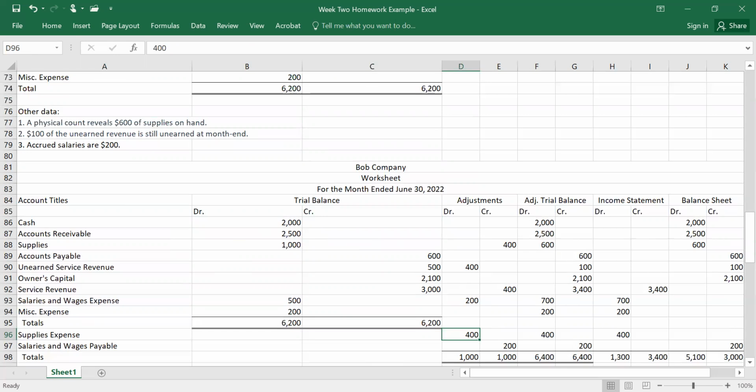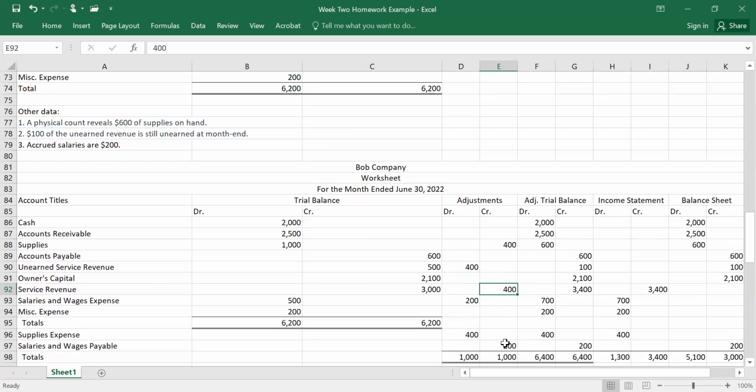The next one, 100 of the unearned revenue is still unearned at month end. We've got to look at unearned revenue. Unearned revenue was $500. Well, we've earned quite a bit of it, right? There's only 100 left. So what we have to do to decrease that 500 to 100, we have to debit unearned revenue $400. That means we earned it, so we're going to credit service revenue for that $400.